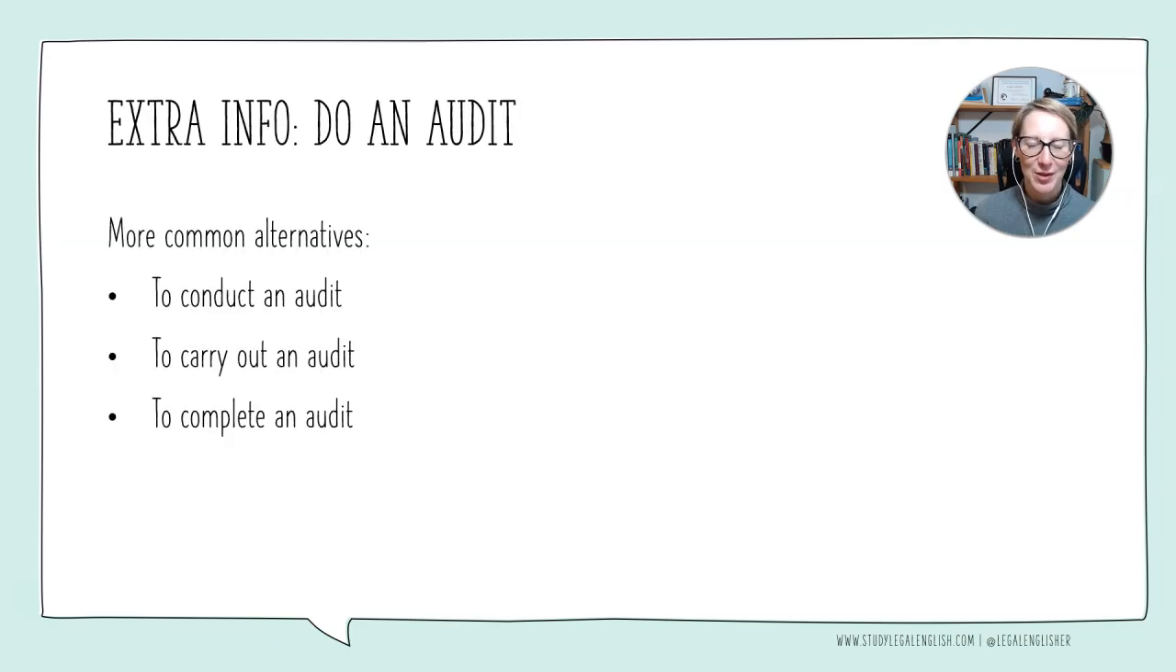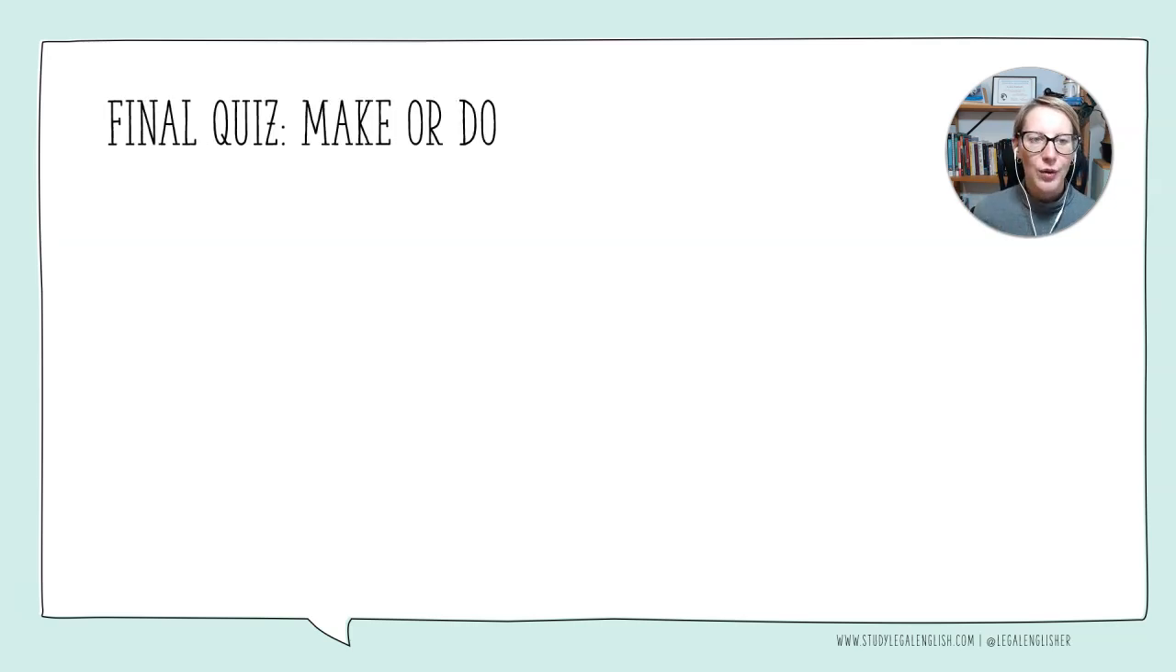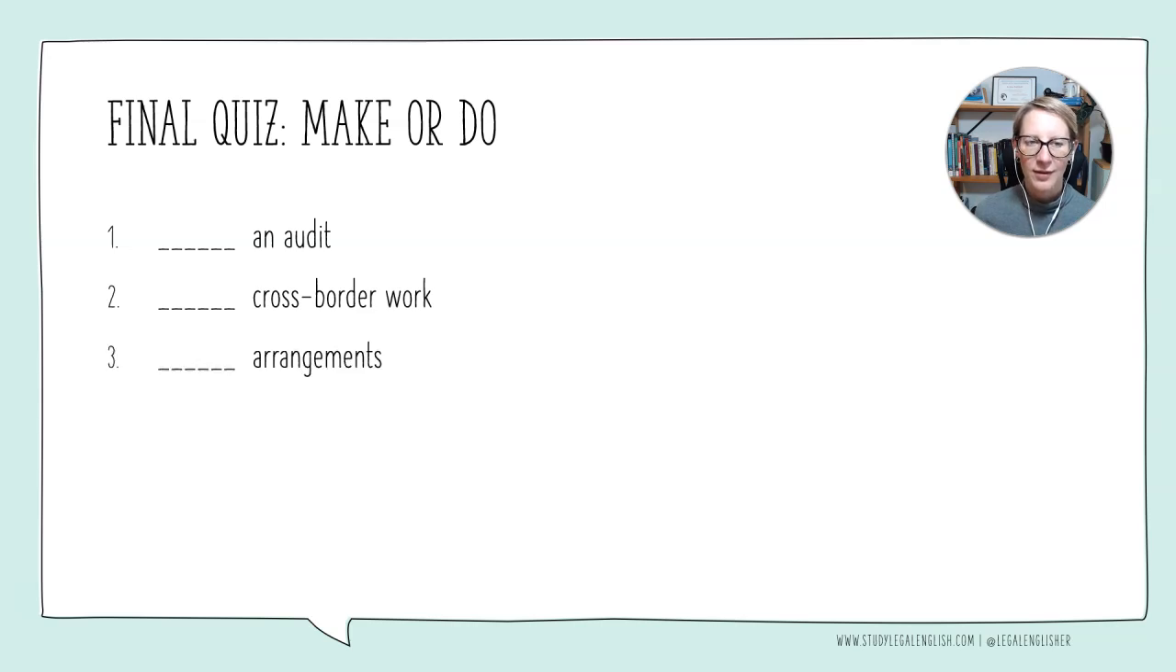We're now going to do the quick fire round. I'm going to simply give all of the collocations that we've had in this video and you can quickly try to guess them, okay? All right, so let's have a look. Number 1, to [blank] an audit. Number 2, to [blank] cross-border work. Number 3, to [blank] arrangements. Number 4, to [blank] an excuse.